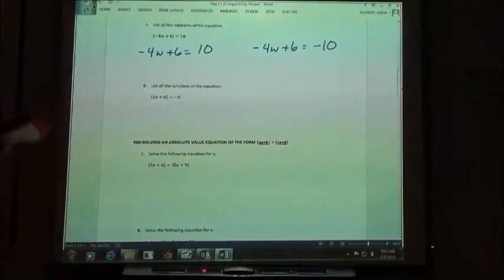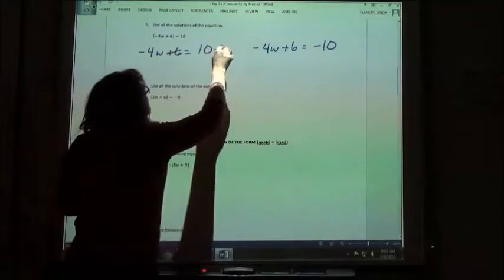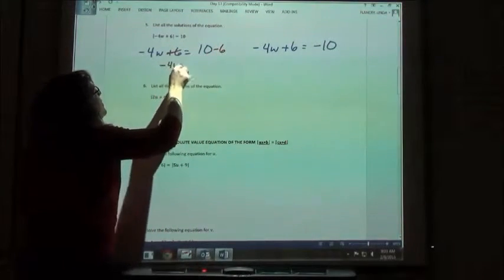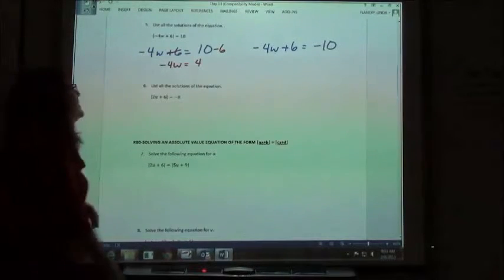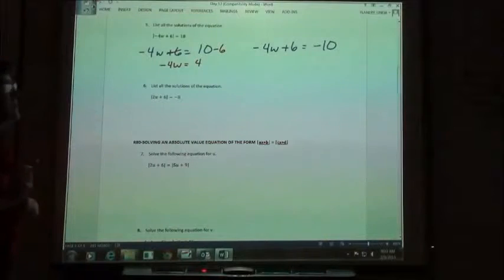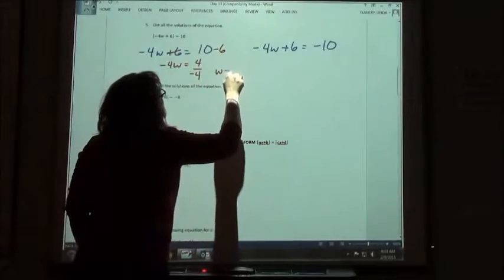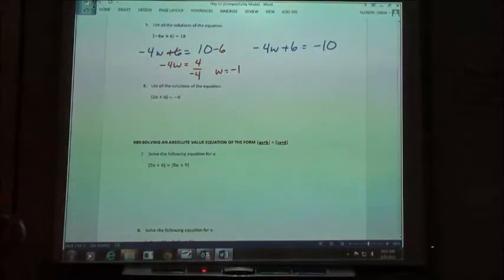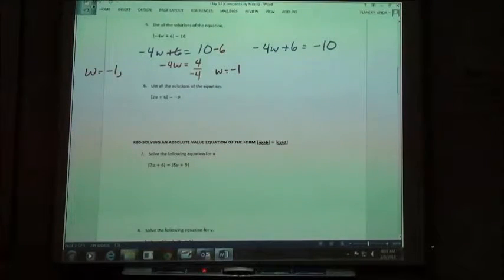So to solve the first one, I'm going to subtract my 6. Negative 4w equals 4. And then divide by my negative 4. So w equals negative 1. W equals negative 1 is one of my solutions.